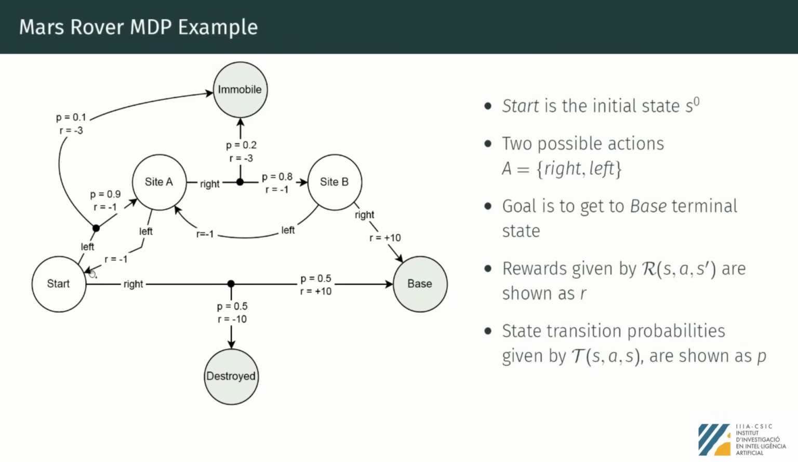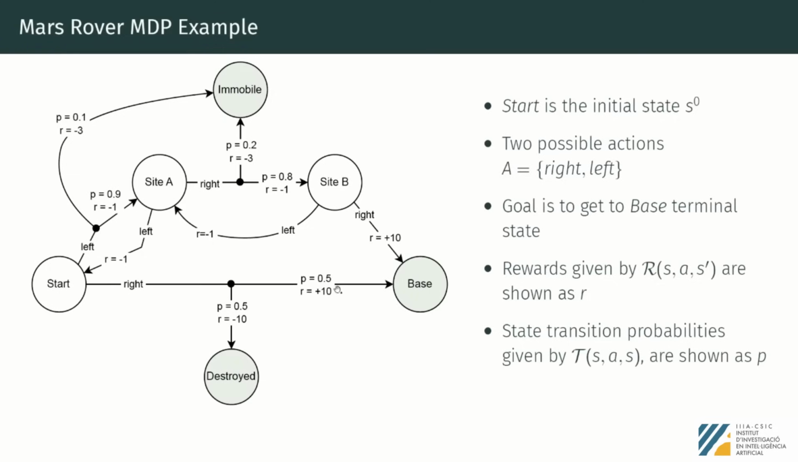If we go left, then there's a certain probability that we get into this node, which is side A, or there's a certain probability P that we get into a different node, which is that we have immobilized the robot. And basically, you can imagine that this is an example where you control a Mars rover. It has to navigate on Mars, and its goal is to arrive at the base node, the base station, basically, right? It's very simple. You could also just take a right action.